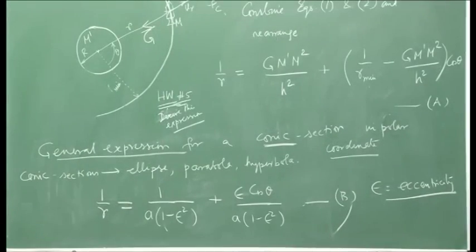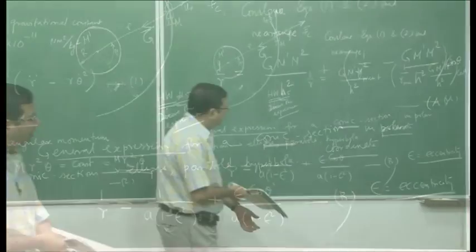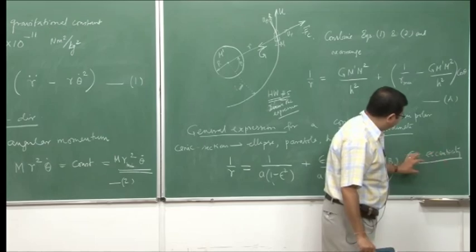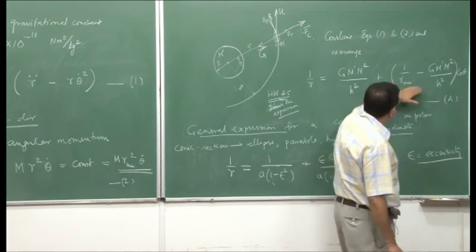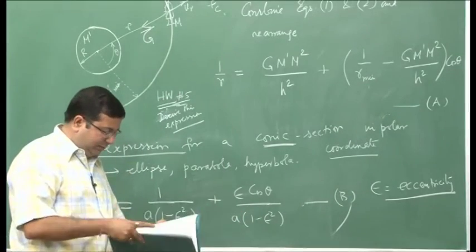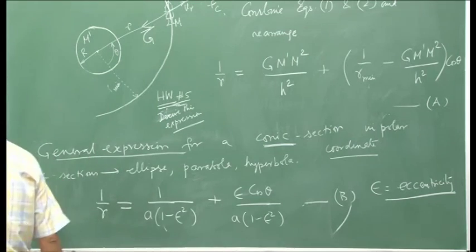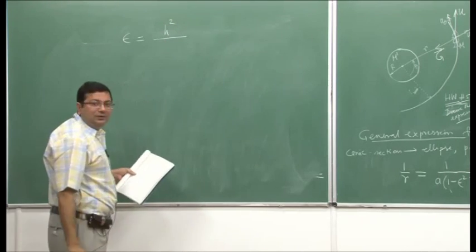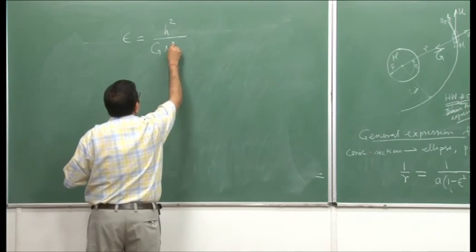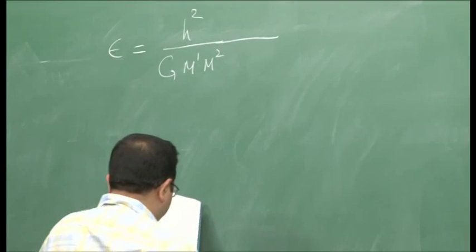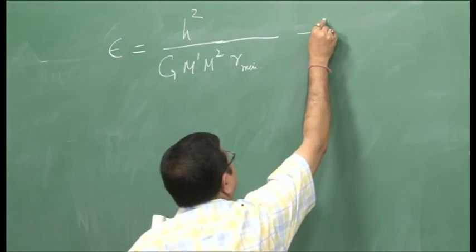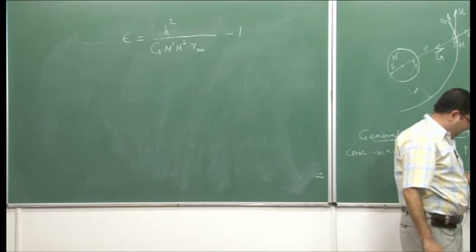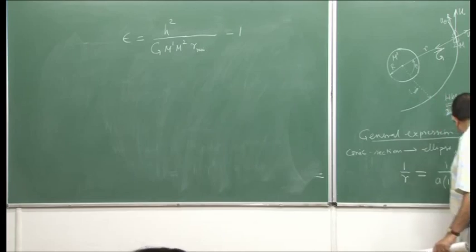Okay. Now, I think we are almost reaching the end of this hour. So, I would like to point out here that the eccentricity first of all relates to this value here. We can simplify this a little bit and get an expression for eccentricity, which is epsilon equal to h square upon G, the universal gravitational constant, M, m square, times r minimum, minus 1. Okay. So, this is the expression for eccentricity, and the equation for the conic section is this.